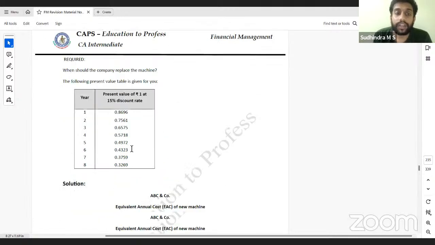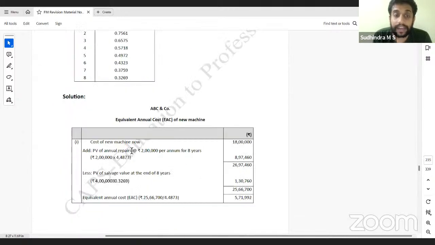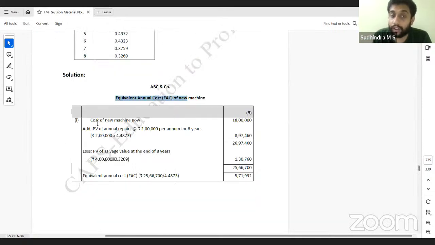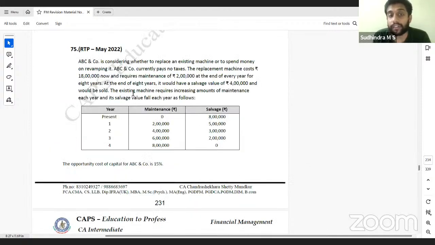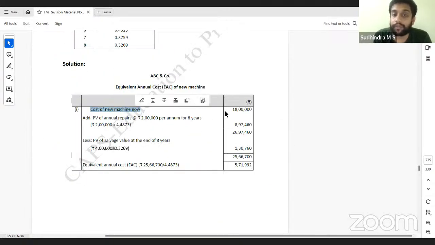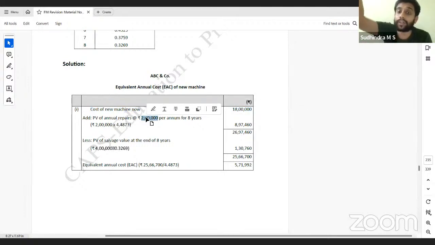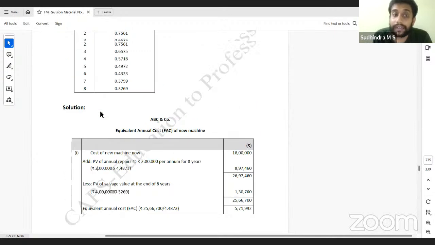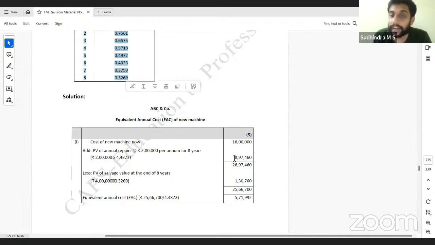Yes. So here, what they are doing is calculating the equivalent annualized cost of the new machine. New machine, 18 lakhs. Why are they calculating equivalent annual cost? Because the existing machine is only for 4 years and the new machine is for 8 years. Right? So the cost of the new machine now is 18 lakh. Repair is 2 lakh per annum for 8 years. What is its present value? 2 lakh into this addition, 8,97,460. So this is the total cash outflow.